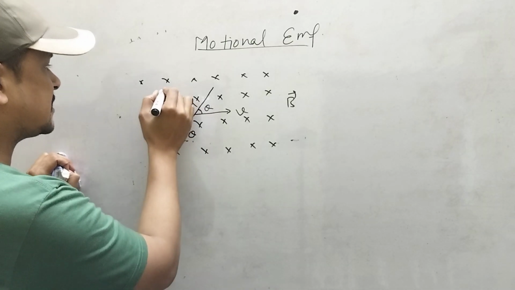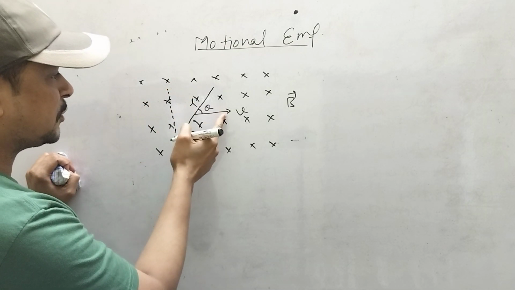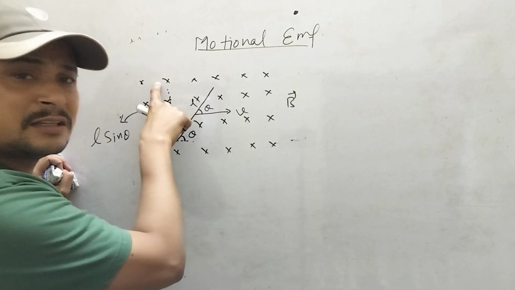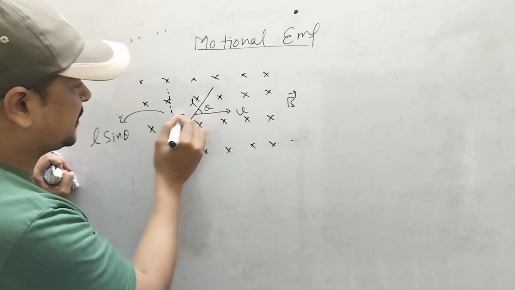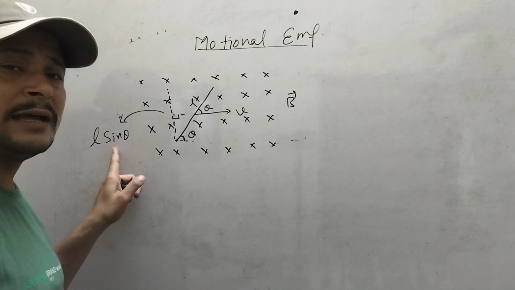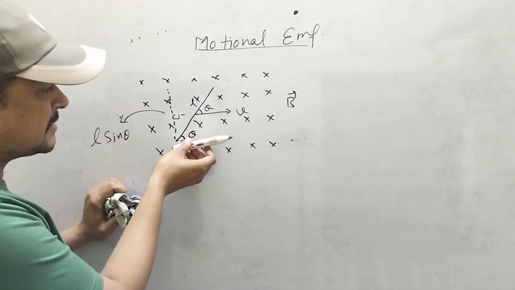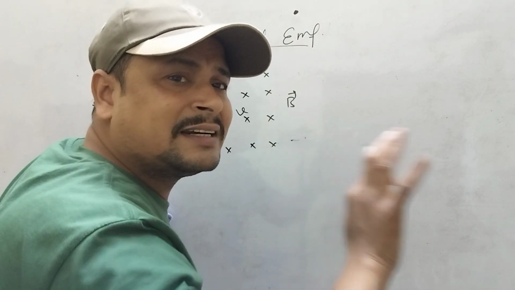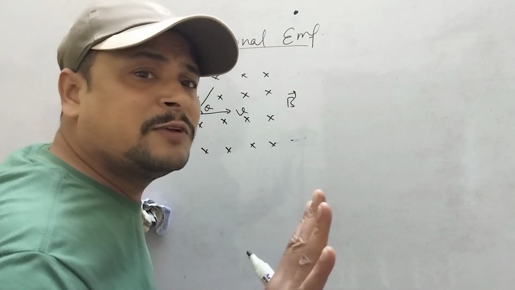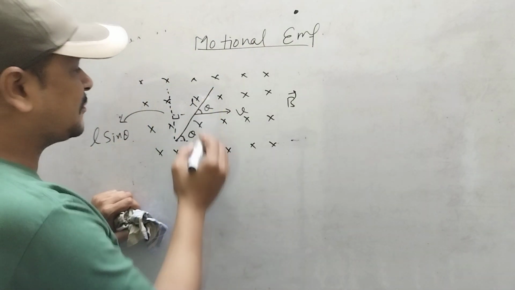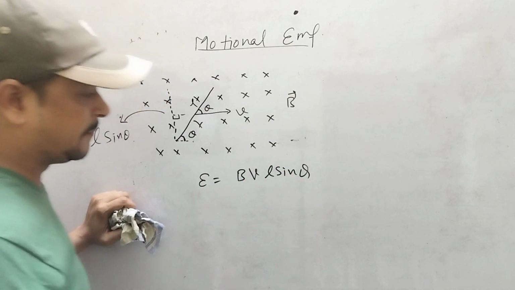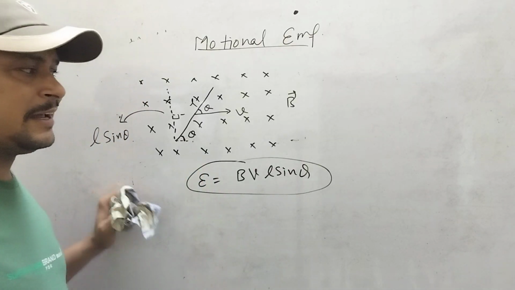This component of the length, L sin theta, is the component which is perpendicular to the velocity vector. So to find the motional EMF, we will take the length L sin theta, not L cos theta, because L cos theta will not cross the magnetic field lines. It means because of this component the flux will not change and the EMF will not be induced. So we will take this length. So what is the EMF here? E equals B V L sin theta. This is the main formula, E equals B V L sin theta.